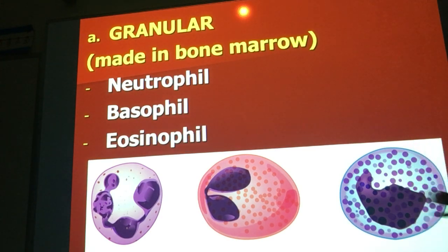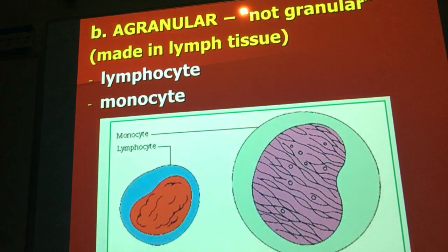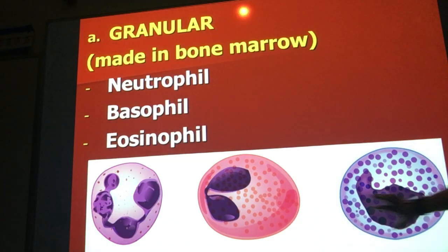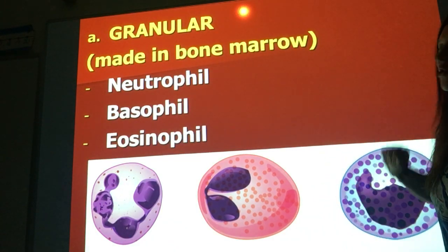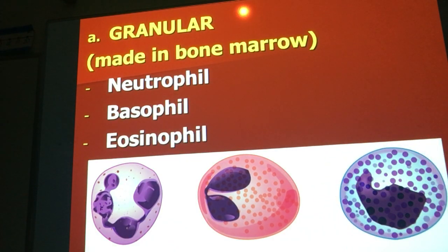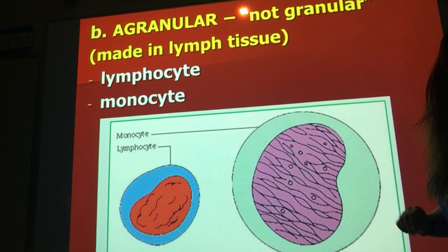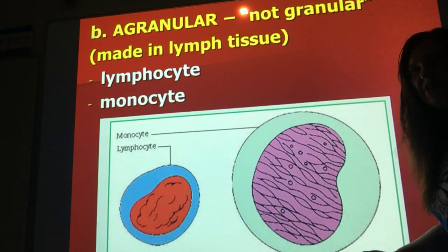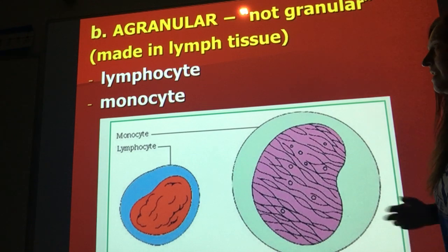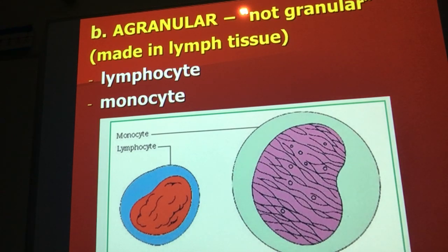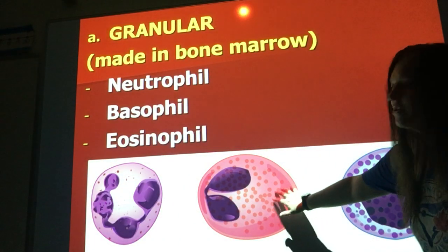You can see there's 3 on this slide, 2 on the other. 3 plus 2 is 5. 3 out of the 5 are something called granular, and the other 2 are agranular. Remember, in science, the prefix a means not. Sexual, asexual. Asexual means not sexual. So granular means, look at the diagram, the backgrounds are grainy.